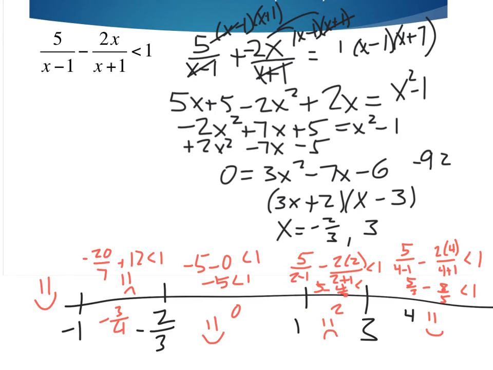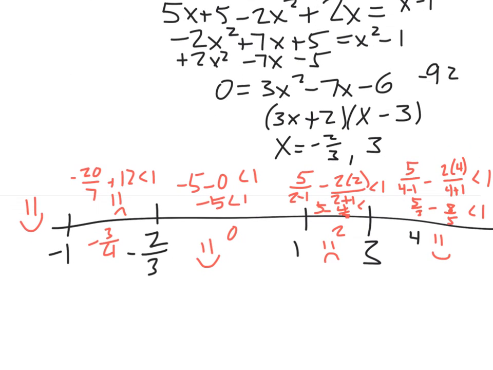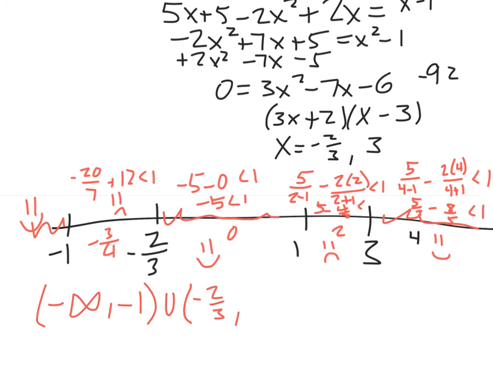Okay. So now we have to do the intervals, which there's quite a few of them in here. So we want to make sure that when we do these intervals, we get all of these involved. So we're going to have negative infinity all the way to negative 1, which it won't include negative 1 since it's just less than. Okay. Then it also starts at negative 2/3 and goes to 1. And then we have 3 to positive infinity. Okay. And those are all the intervals that make this inequality true.